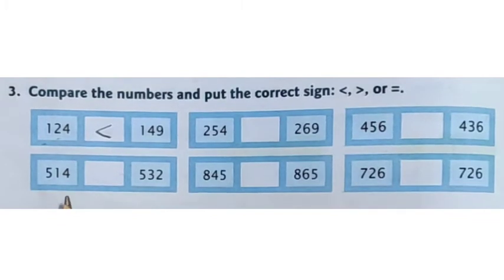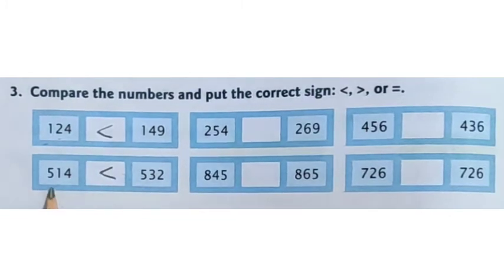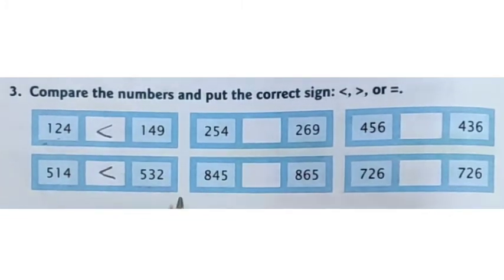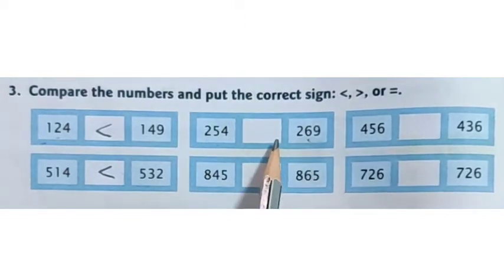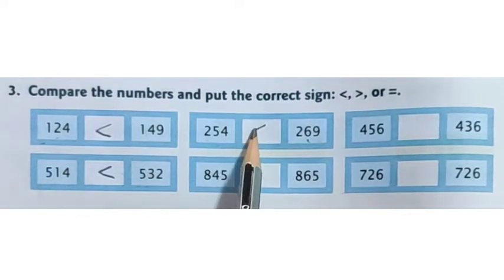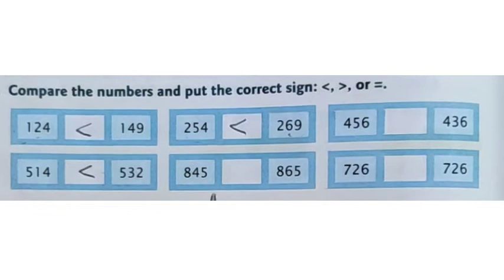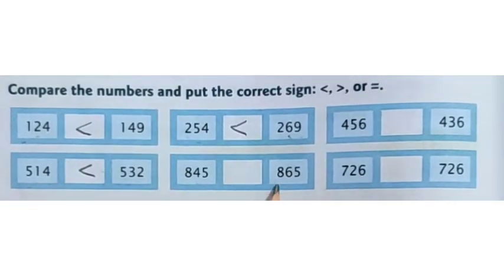Now let's move on to the second question. It is 514 and 532. Both have 5 in their hundreds place. So compare the tens place. It is 1 and 3. 1 is less than 3. 514 is less than 532. Now the third question is 254 and 269. Here in the hundreds place we have 2, so compare the tens place. 5 and 6, it is 5 here and 6 in the next number, so 5 is less than 6. Let's move to the next question. Here we have 845 and 865.